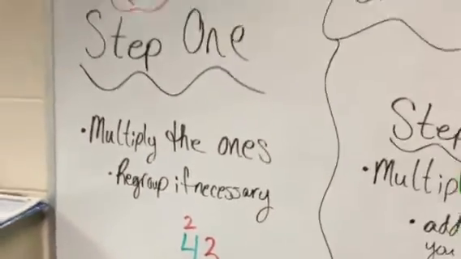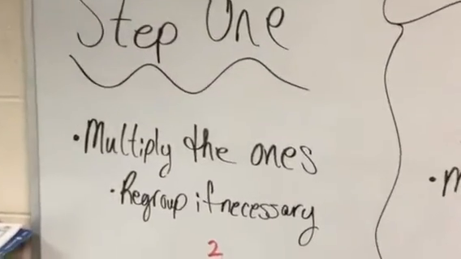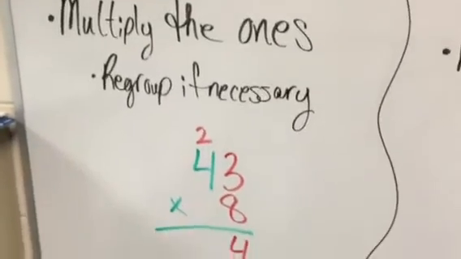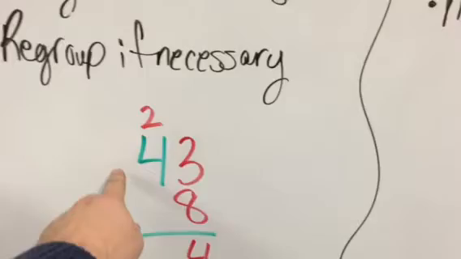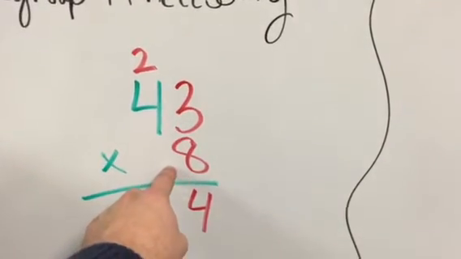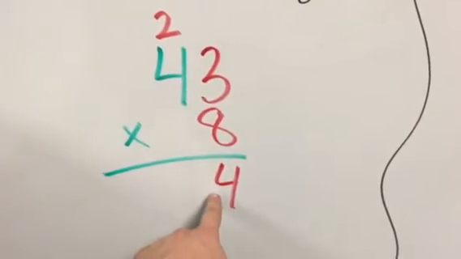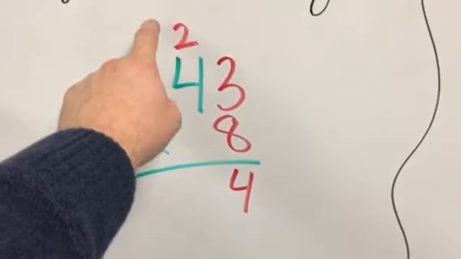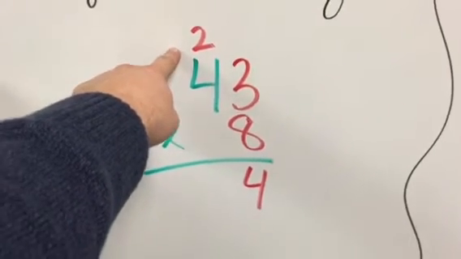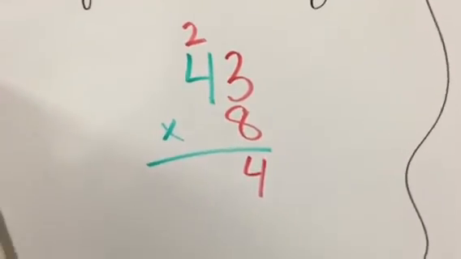All right, there's two steps to multiplying by one digit. So let's look at step one. Multiply the ones and regroup if necessary. So I put the ones in red. If we have 43 times 8, I'm just going to do 3 times 8. And I know that 3 times 8 is 24. So I put a 4 down here, and I need to regroup. I'm going to regroup the 2 and put it on top of the tens column, because remember, 24 has a 2 in the tens column.